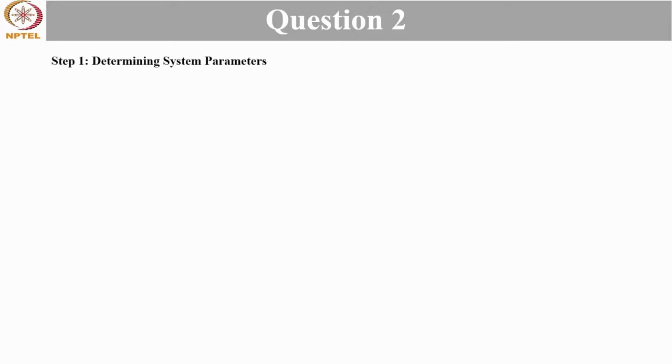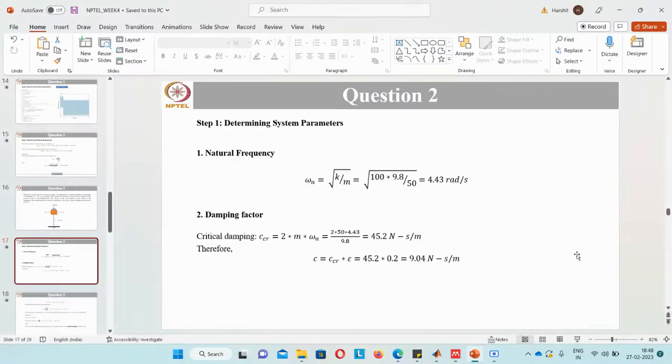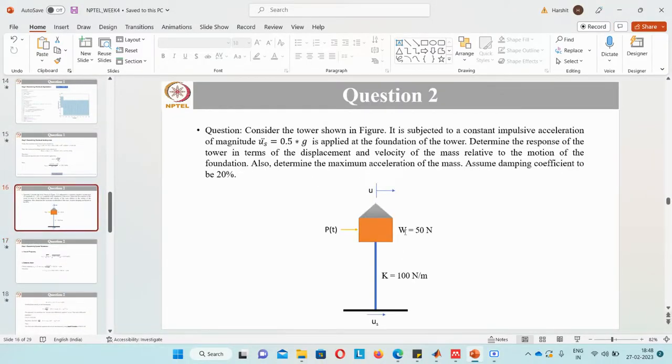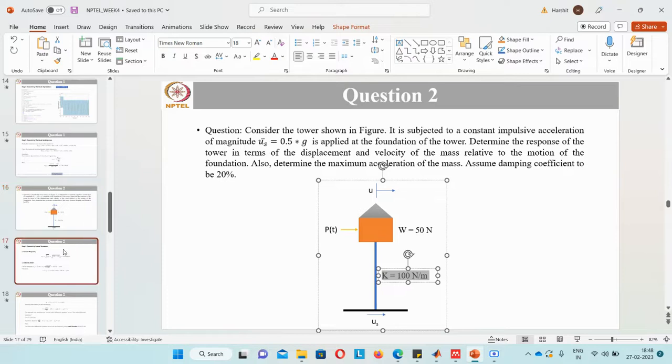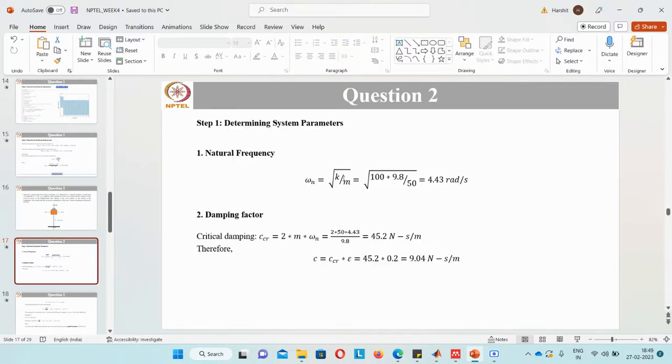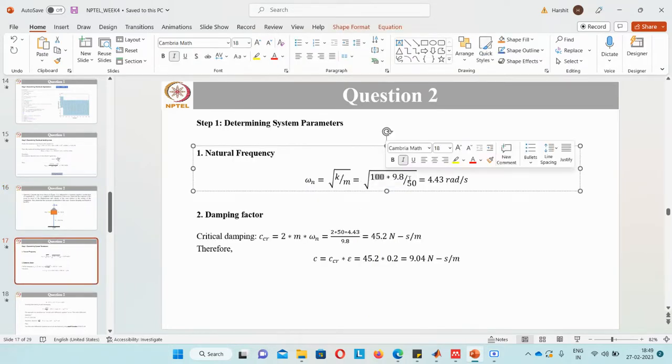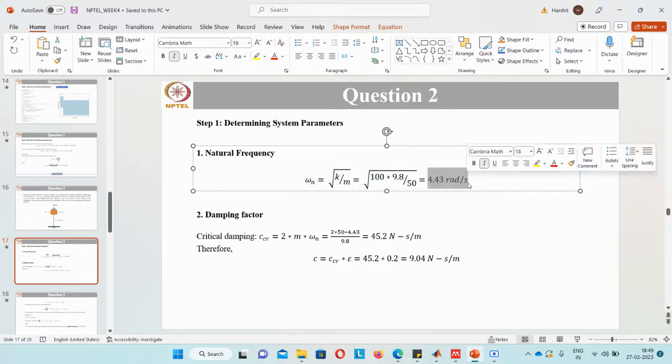So first, again, we'll determine the system parameters. We know the stiffness coefficient is 100 Newton per meter, and the weight of the tower is 50 Newton. Substituting both values, we get 100 into 9.8 upon 50. Why 9.8 upon 50? Because it is given as weight, not mass. So you'll get the natural frequency as 4.43 radian per second.